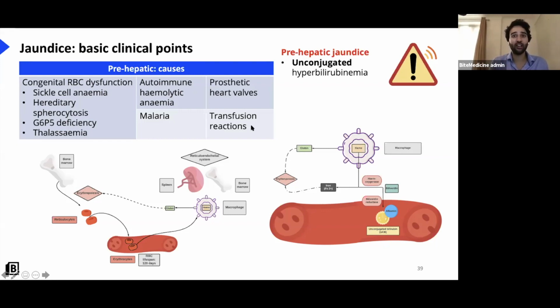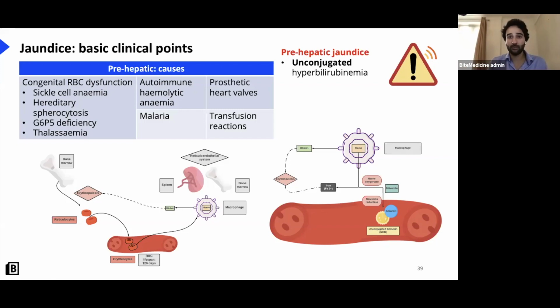So remember, this is unconjugated. Just a side point here is that any bilirubin, because you've got to understand, we've got loads of unconjugated bilirubin, but some of it is still going to be able to be conjugated. So any bilirubin that manages to become conjugated will be excreted normally, but it is the unconjugated bilirubin in the bloodstream that causes the jaundice.